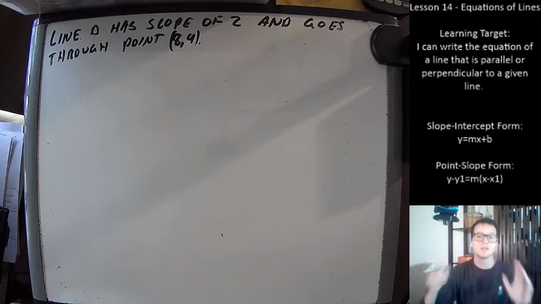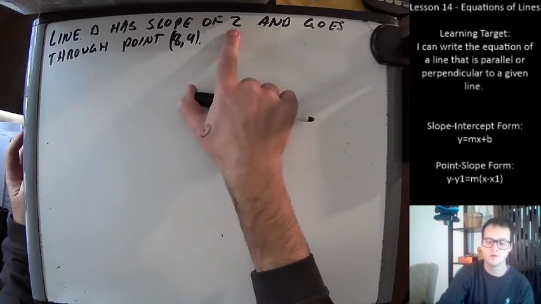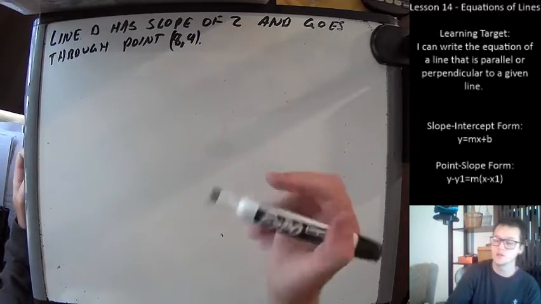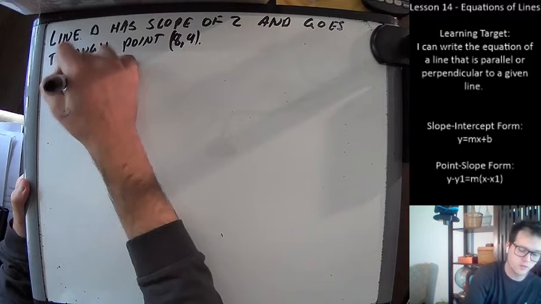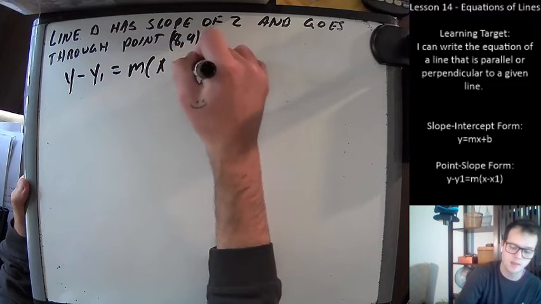Okay, that was slope-intercept form. Let's talk point-slope form. So now we have line D has a slope of 2, and it goes through this point. So we're given a point, we're given the slope, point-slope form. So let's write it out in general first. y minus y1 equals m times x minus x1.